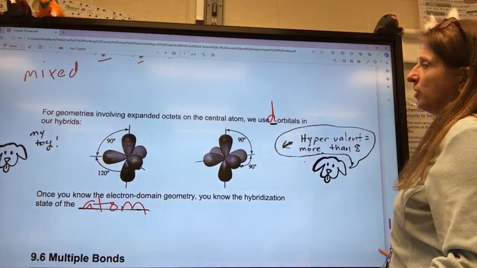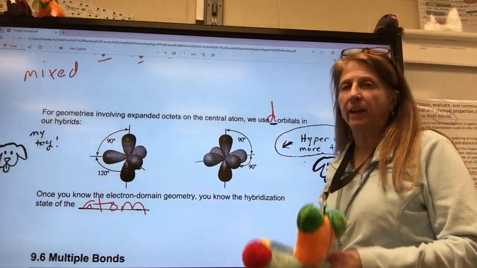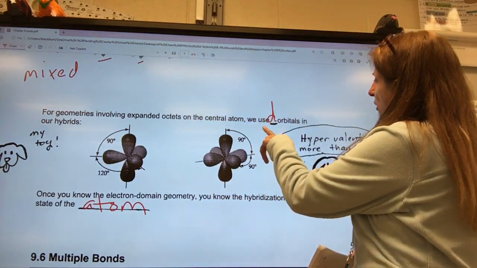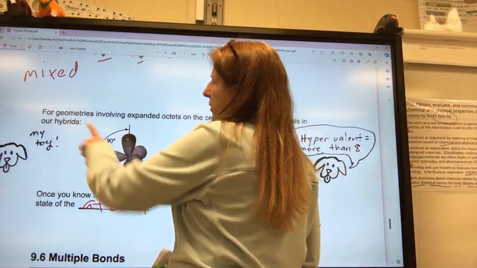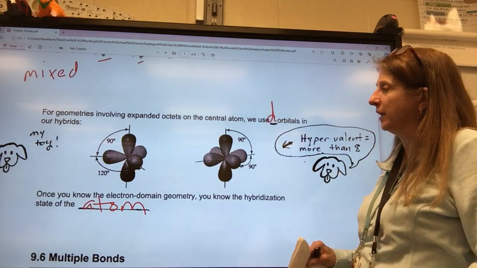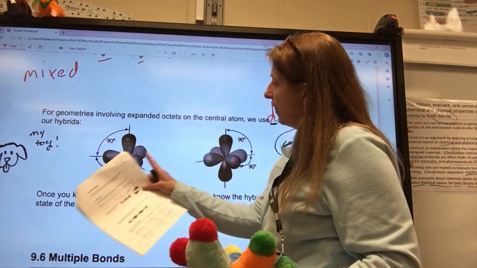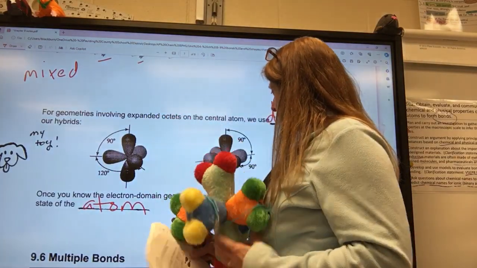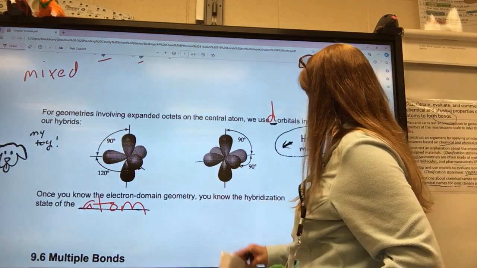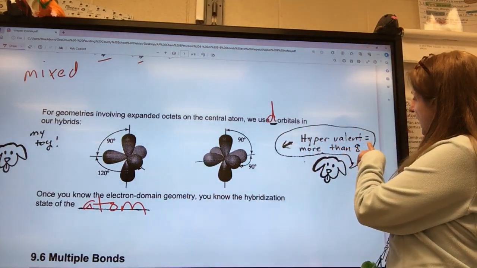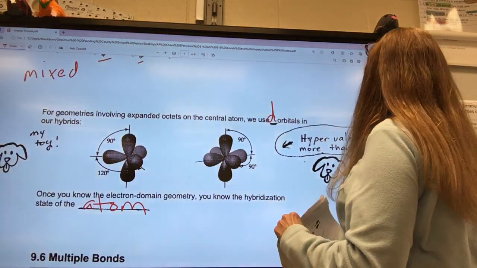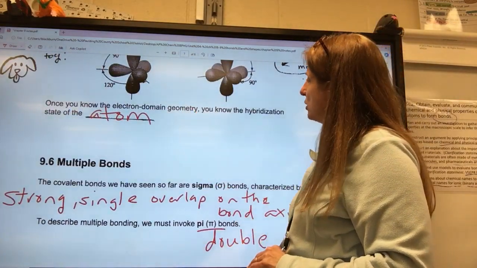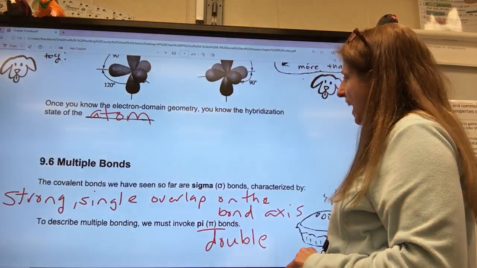All right. For geometries involving expanded octets, on the central atom, we use d orbitals in the hybrid. So d's can mix too, not just s and p's. And that's what you have going on here. There it is with the 3 around the middle, like that, and then with 4 around the middle, like this one. Okay? These are called hypervalent, more than 8 electron domains. Once you know the electron domain geometry, you know the hybridization state of the atom.